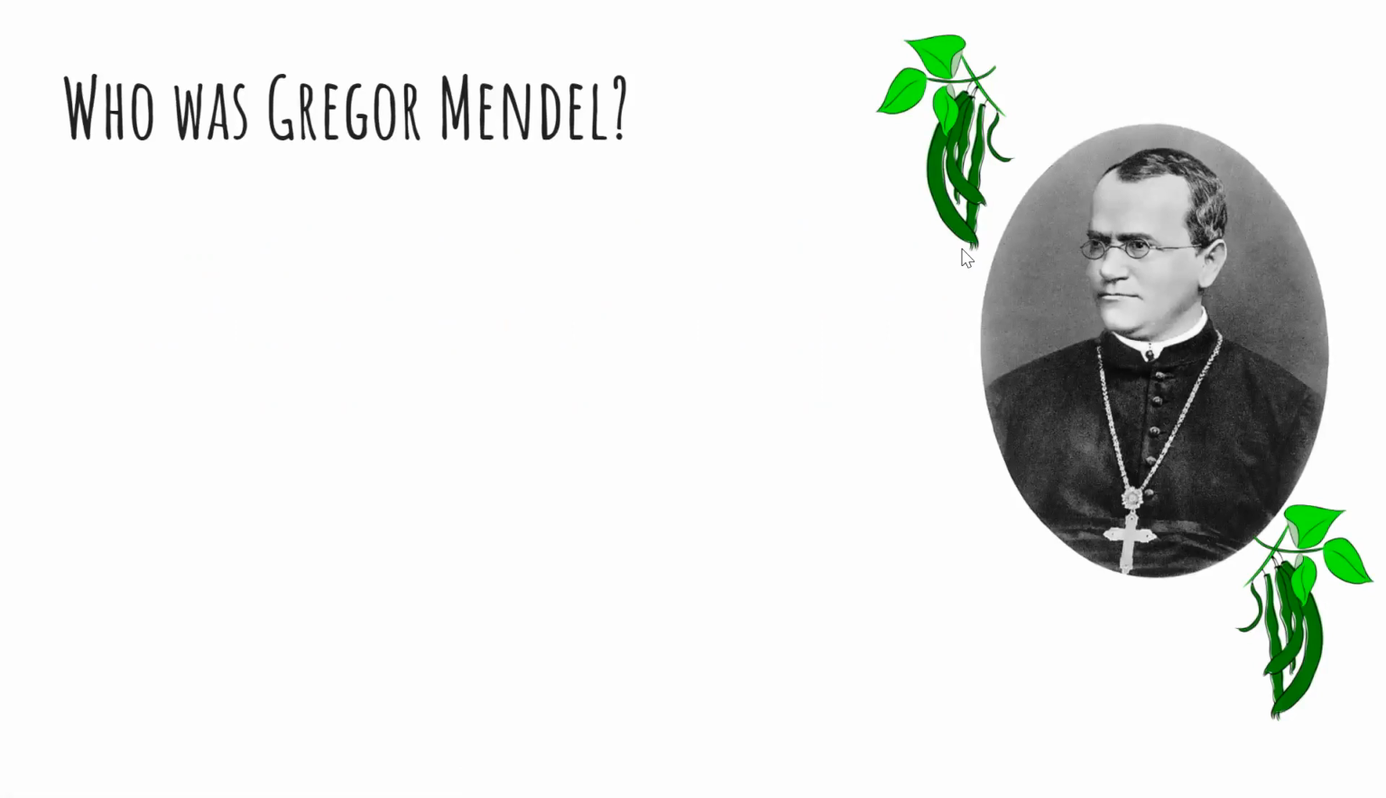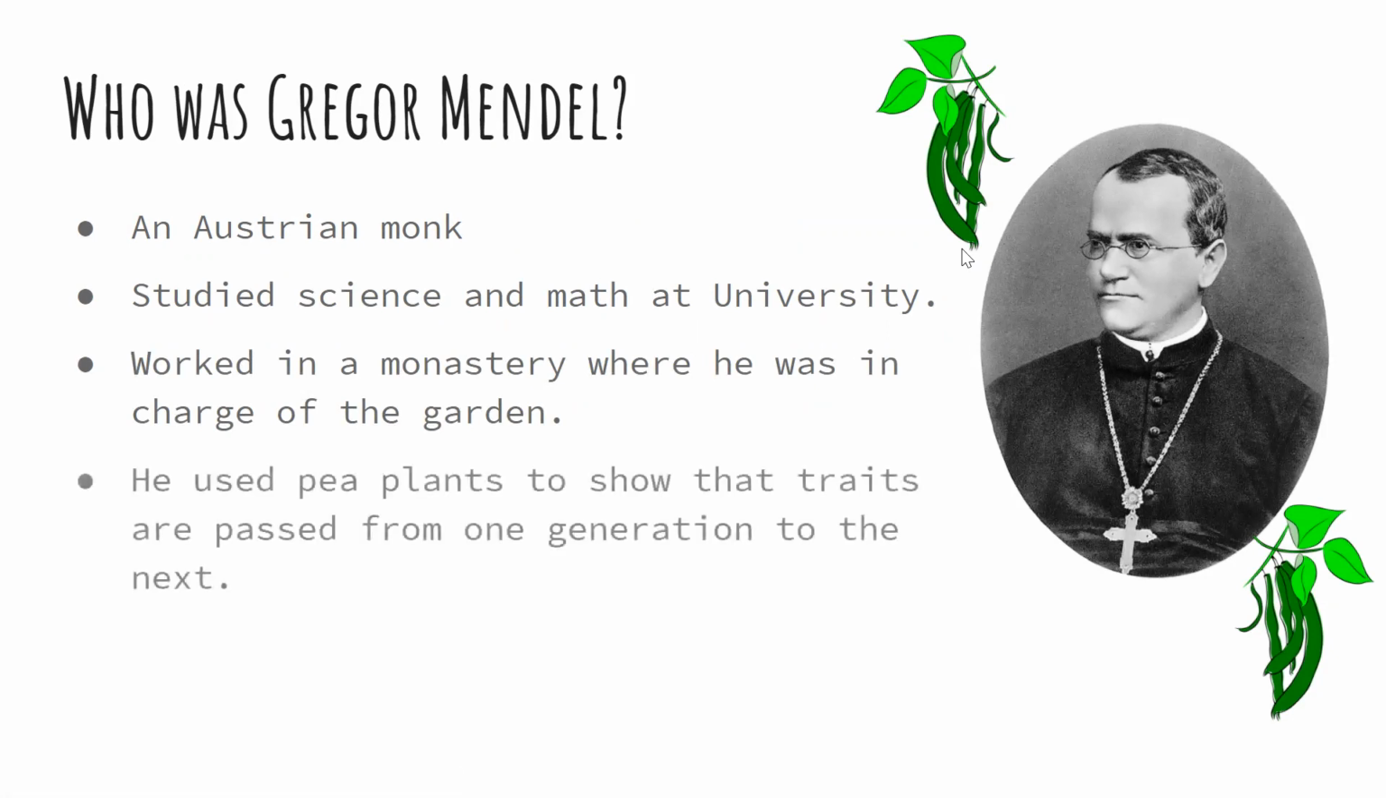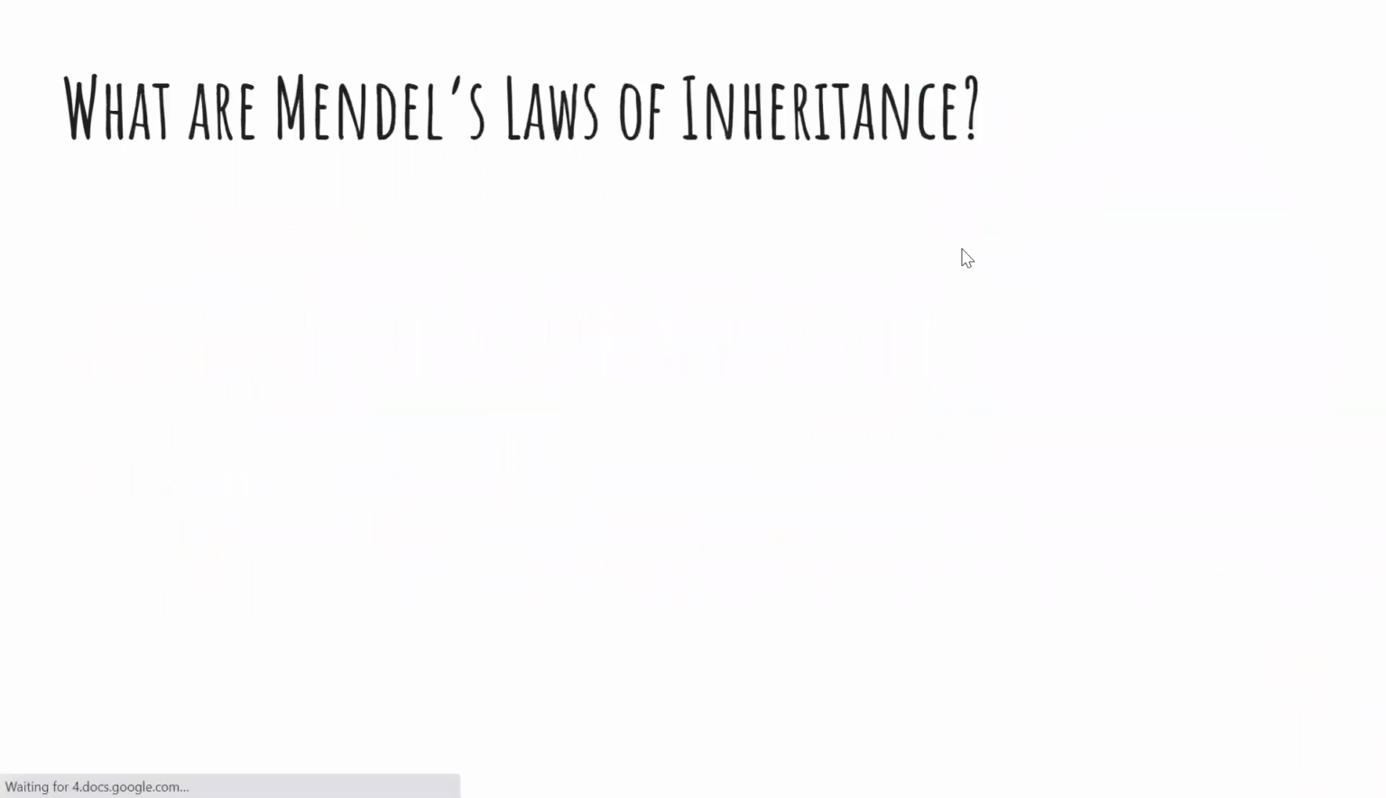So who is Gregor Mendel? That's the first question we need to ask. Well, Gregor Mendel was an Austrian monk. He studied science and math at university and worked in a monastery where he was in charge of the garden and taking care of plants. He began to question, why do some plants come out this way and other plants come out that way? Why do some plants come out shriveled while other plants come out smooth? Why do some plants come out yellow and other plants come out green? So he began conducting experiments, and he used pea plants to show how traits are passed from one generation to the next.